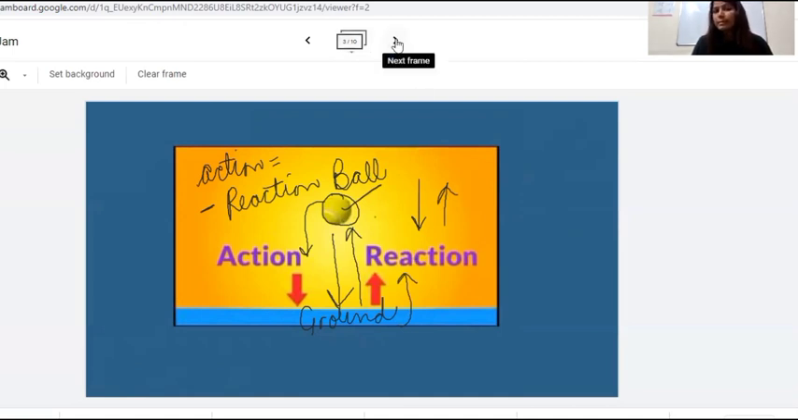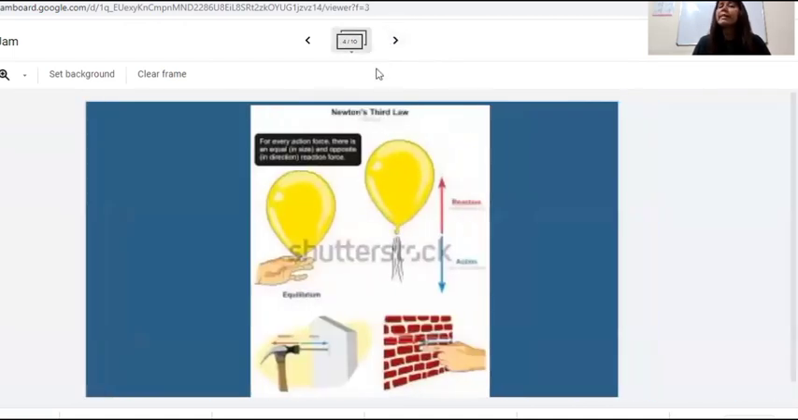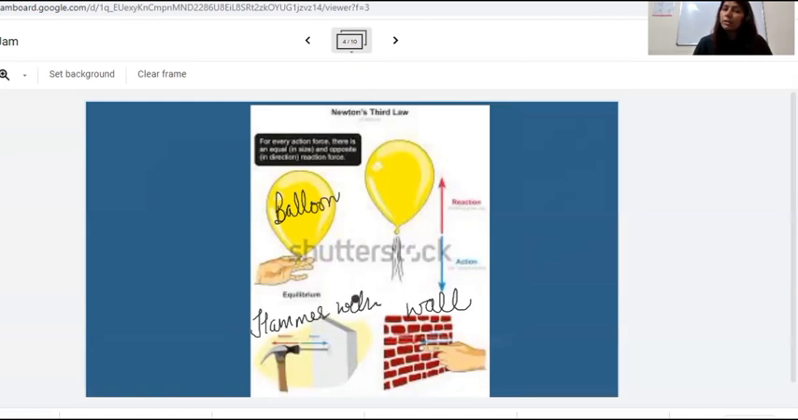Okay, let's see the next image. In the next image, what are we having? We are having three examples. First one is this balloon. Second one is this ball. And third one is the hammer with nail.